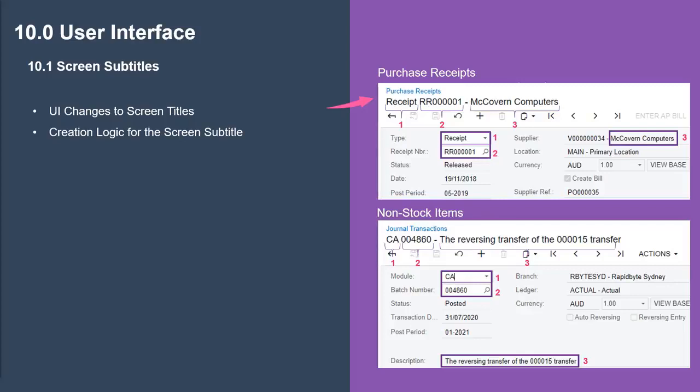For example, in purchase receipts, the subtitle is made up of the type, receipt number and supplier name. In stock items, the module, batch number and description. The system uses predetermined logic based on the active record to determine the information to display. This is made up of the information considered of most value to users.